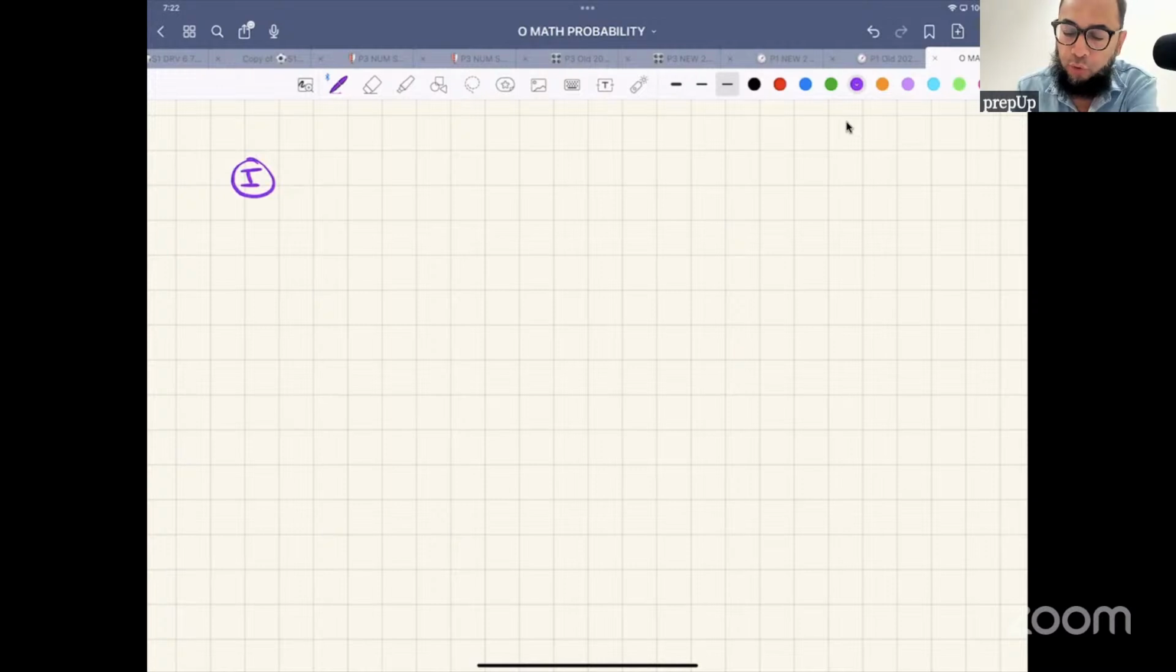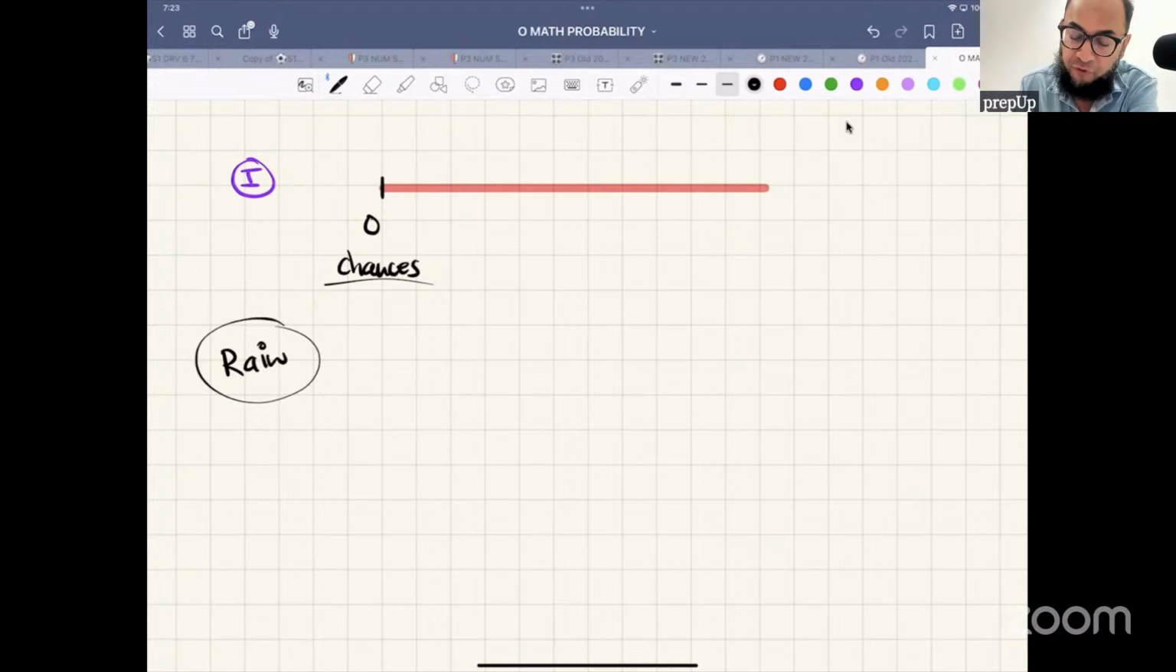So if I draw a number line over here, a thin number line, and this is the probability, that is the chance, there are 0 chances that such an event will occur. So let me give you the example of rain. There is a 0% chance that rain will occur versus there is a 100% chance that the rain will occur.